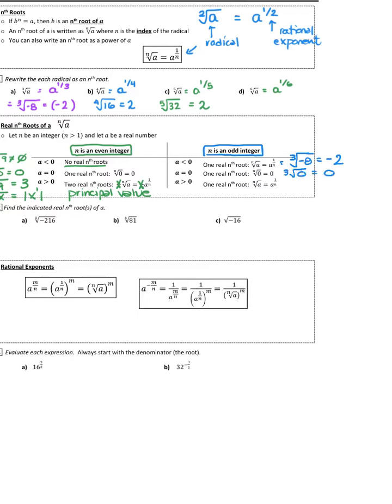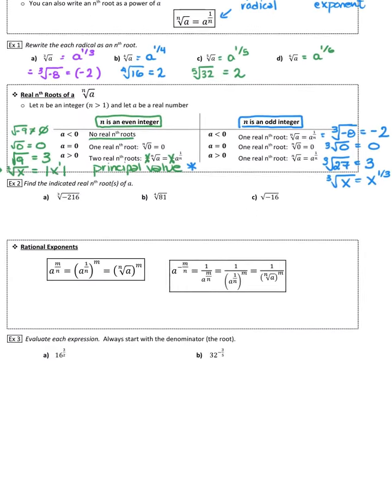You still get 0. And if a is positive, you don't have to worry about that whole absolute value thing. The cubed root of 27 is going to be 3. The cubed root of x is going to be x to the 1/3. There's no absolute value needed. It's only going to be over here, and we will talk about that as that comes up. Okay, so let's practice with a few of these.